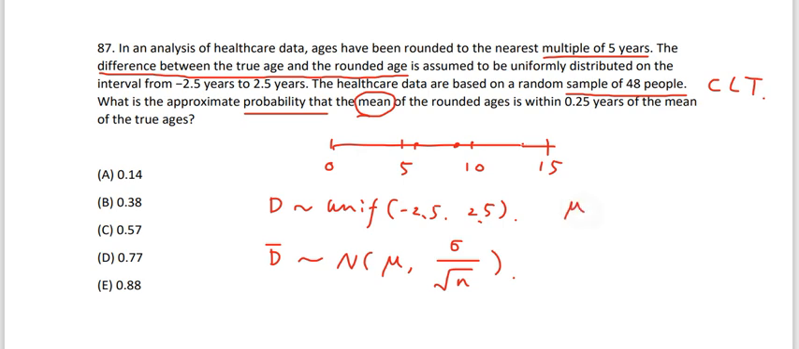Mu is 0. So for this uniform distribution, the mean is 0, the midpoint, and for the variance we have this formula: (b minus a) squared over 12. So b minus a is 5, so 5 squared over 12. So this is sigma squared. Okay, so n equals 48.